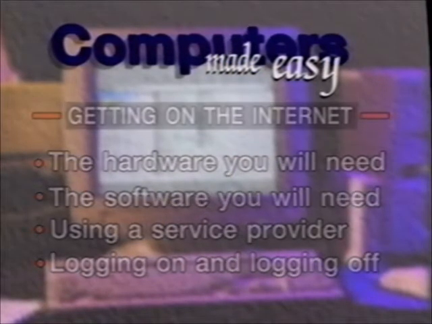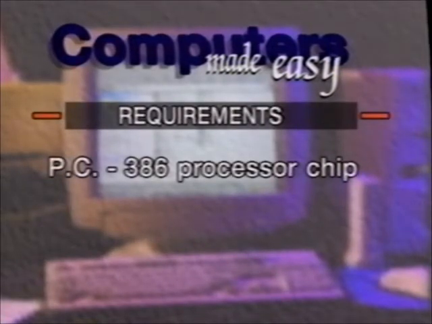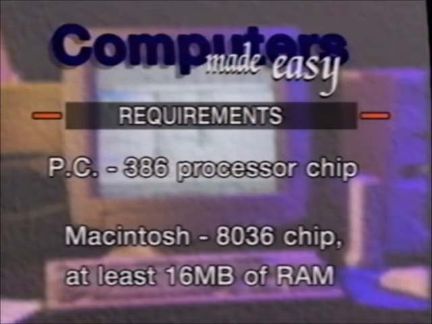Many computers have the capacity to be connected to the Internet. If you currently have a PC with at least a 386 processor chip, or a Macintosh with at least an 8036 chip, and at least 16 megabytes of RAM, you can probably get connected. But like most operations with computers, the more power you have, the better.